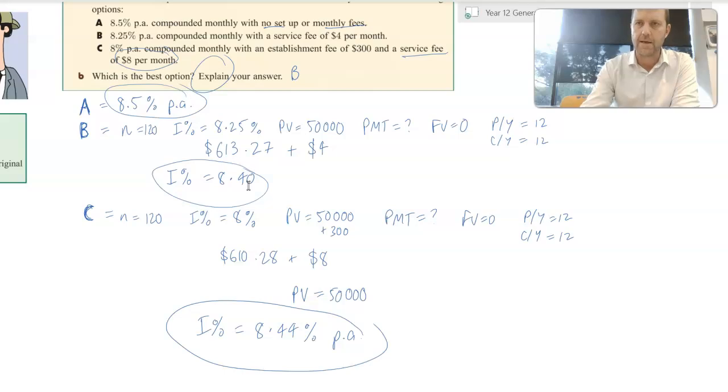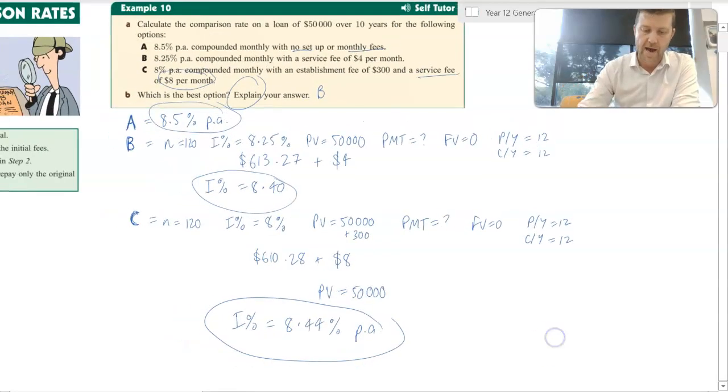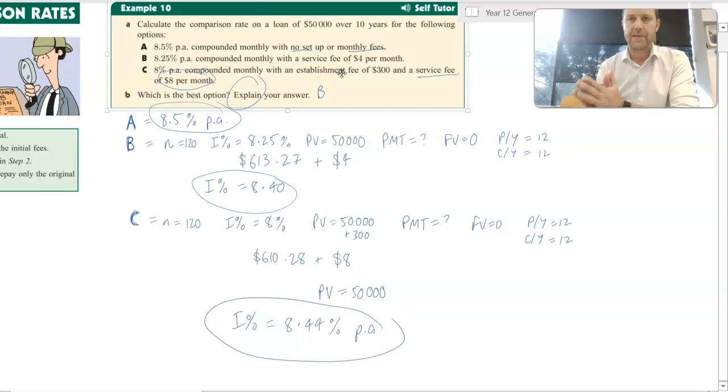Okay, so that's how you work out comparison rates if you have the information such as service fees and establishment fees, using your graphics calculator. Okay, keep in mind that last step if you do have that establishment fee as well.